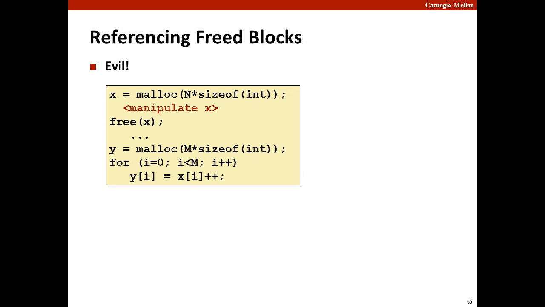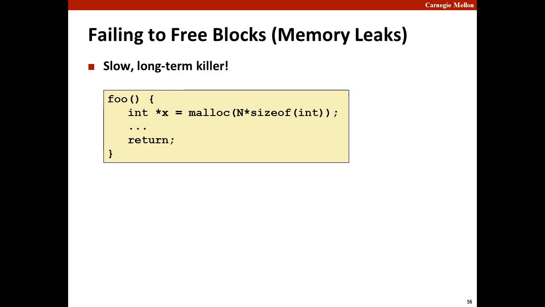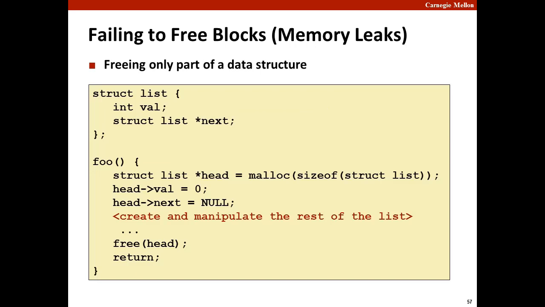Referencing a freed block. Again, if your convention is bad, the library can free something and you still think it's good. We talked about this. This is my favorite: the malloc and no free. Freeing only part of a data structure. If you have a linked list, and each node points to an object, and you free all the nodes of the linked list but you don't free the nodes they point to. Oops.